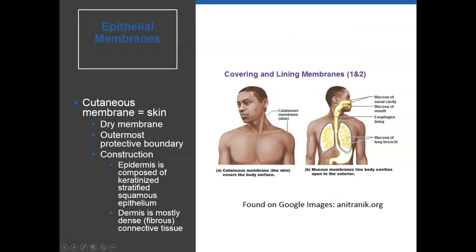So the first membrane we'll talk about is your cutaneous membrane. This is your skin or your integument. It is the only dry membrane that we have. It's composed of two major regions, an epidermis, which is stratified squamous epithelium. It is keratinized, so it's very dry, but it's a very protective coating. And then we have an underlying dermis, which is composed of two different layers, a papillary region and a reticular region, that also provides protection.